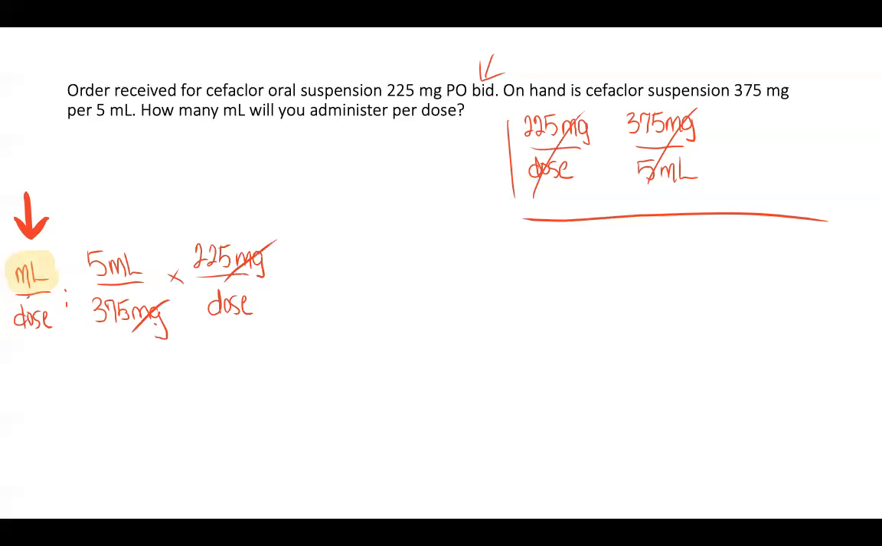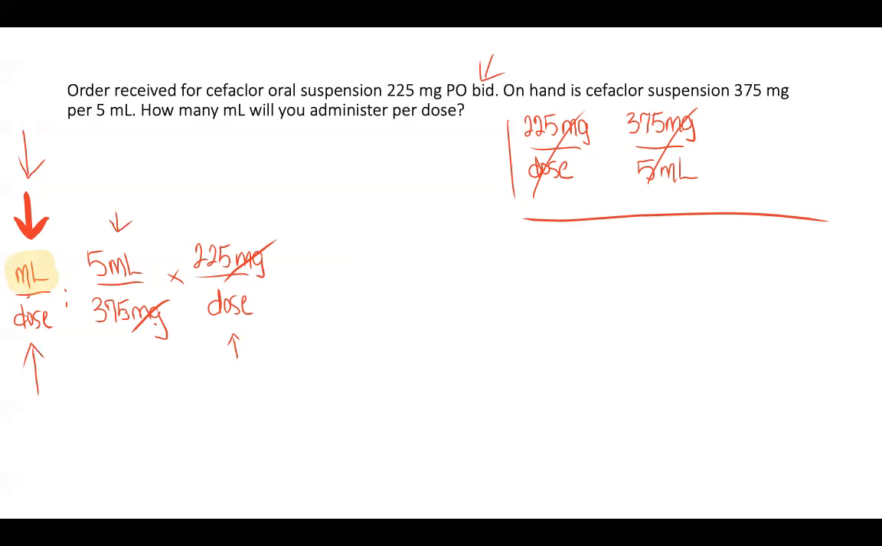Now I'm going to look at what units of measure I have left in my problem. They should match this right here. Should match what I'm looking for. That's the reason I wrote it over there. So what do I have left? I have milliliters over dose. I have milliliters here, and I have dose here. So it matches what I'm looking for. That means I'm done plugging things into my problem and I can go ahead and do my math.